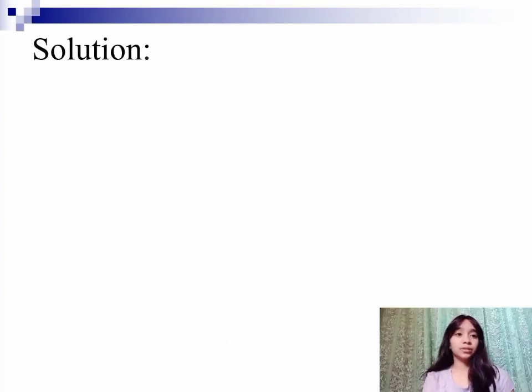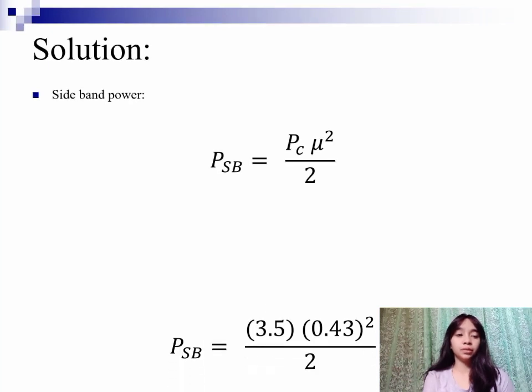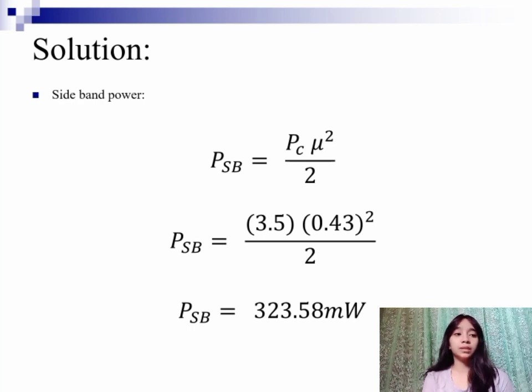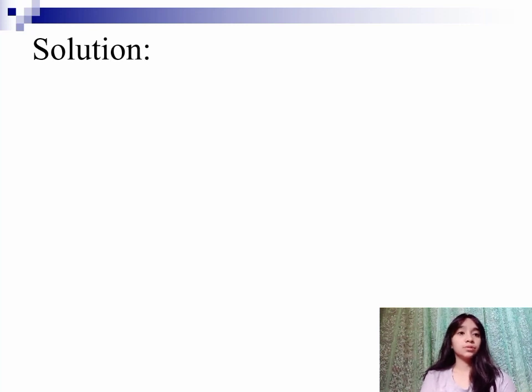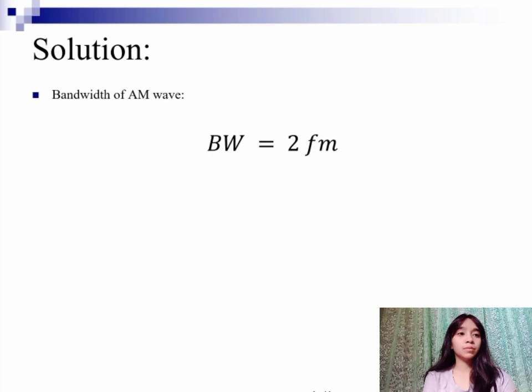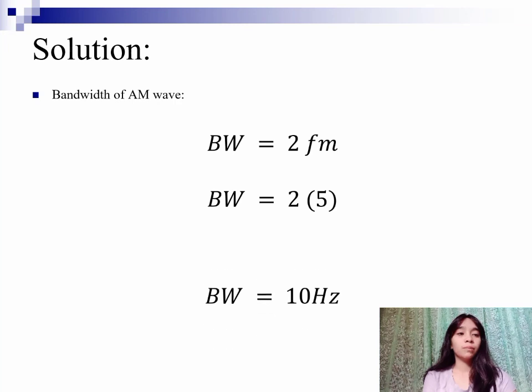Next, let's get the sideband power. The formula for sideband power is carrier power times modulation index squared divided by 2. So, our carrier power is 3.5 times 0.43 squared divided by 2. So, our sideband power is equal to 323.58 milliwatts. Next, let's get the bandwidth of the AM wave. Our formula for bandwidth is 2 times the modulating signal frequency, which is 2 times 5. So, our bandwidth is 10 Hz.